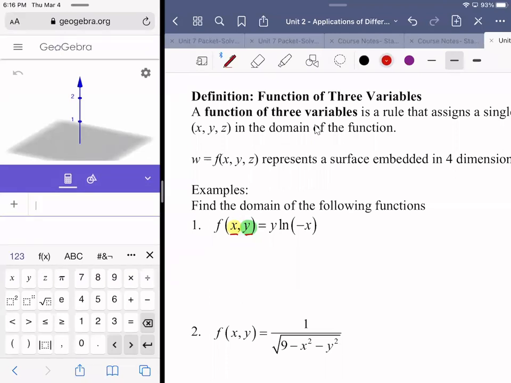But what we can do, if we think of f of x in 2 dimensions, we define that as y equals. We can think of f of x comma y as z equals. So this is the same as saying z equals y times the natural log of negative x. All right.